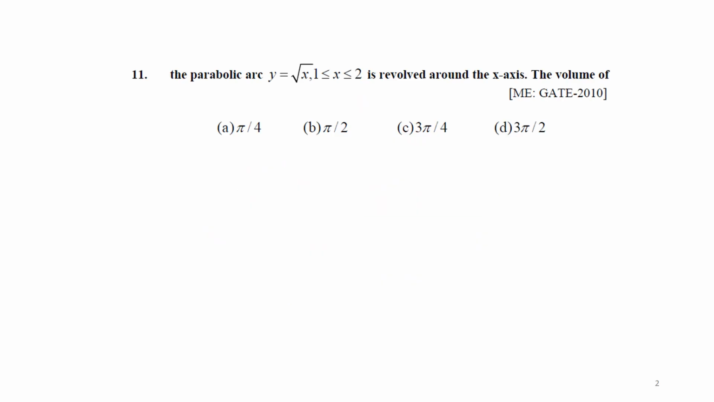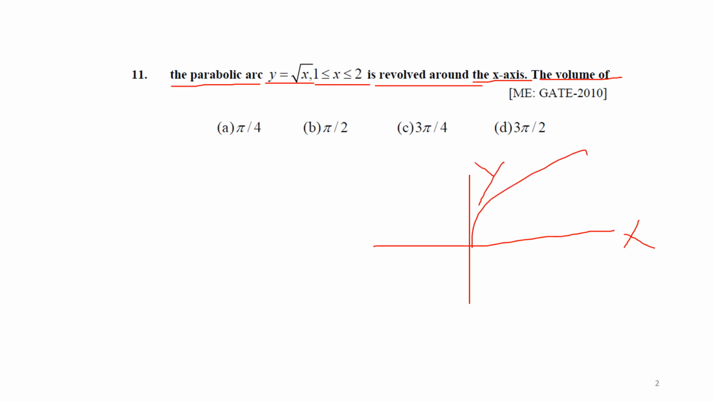The question says the parabolic arc y equals x root x, from 1 to 2, is revolved around the axis. Find the volume. So this is the x and y axis, and the parabola is something like this. This is nothing but y square is equal to x. If you square this, you will get this kind of equation, and if you plot this, you will get a parabola like this.